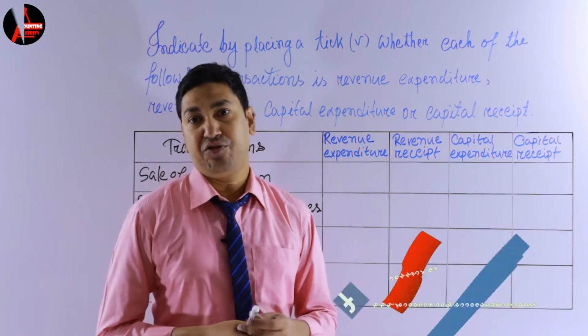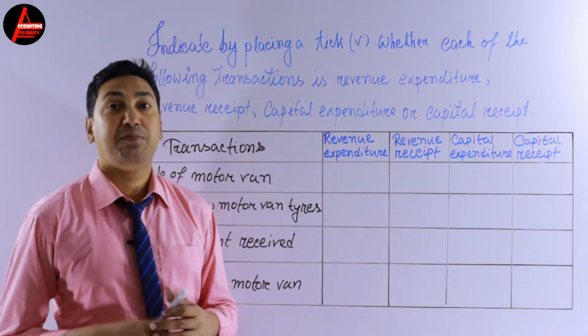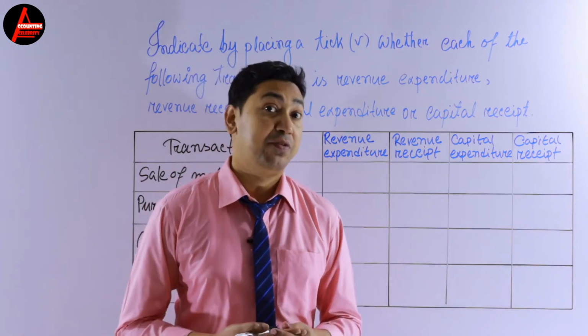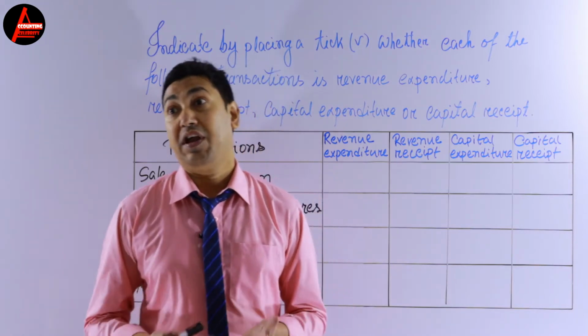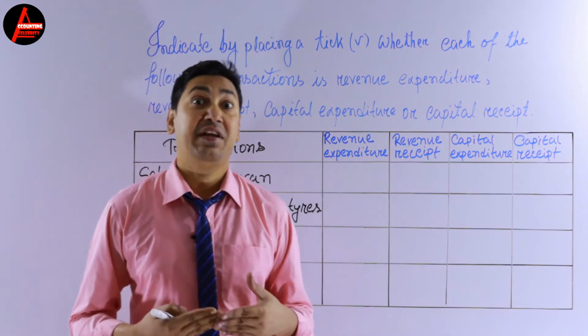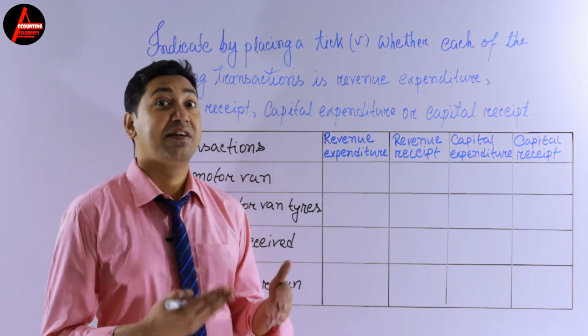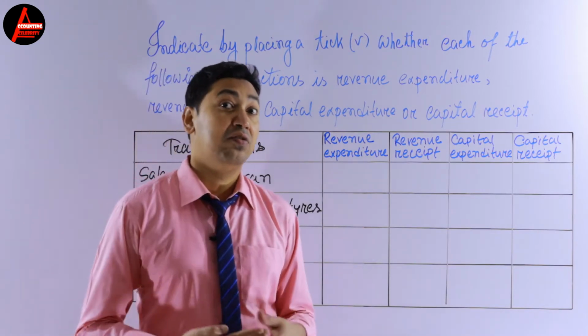So what is revenue expenditure? When a business spends money on a day-to-day basis, that is your revenue expenditure. Any expenses that repeat in the business will be revenue expenditure. This is actually a recurring item, it happens again and again.